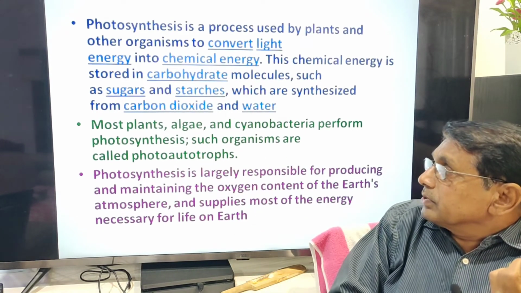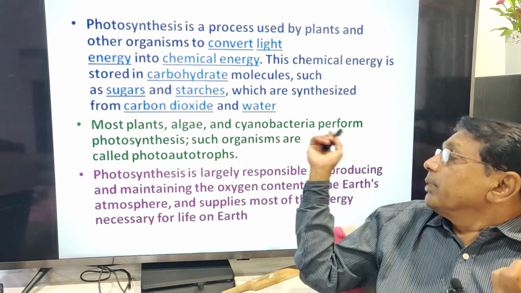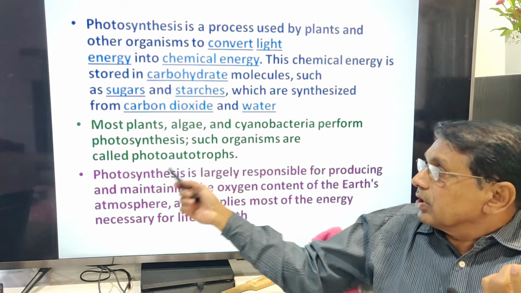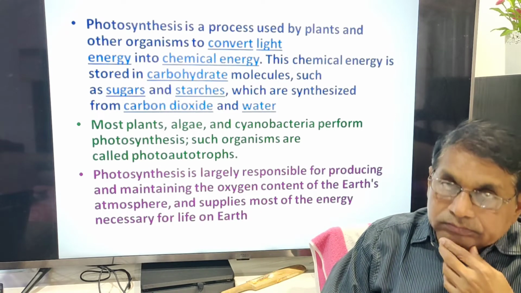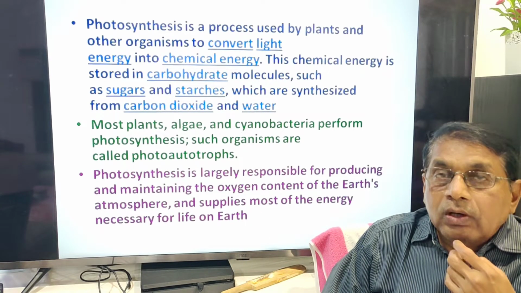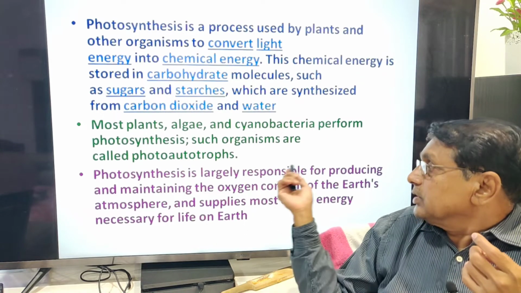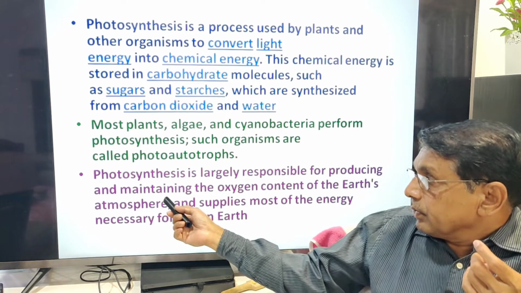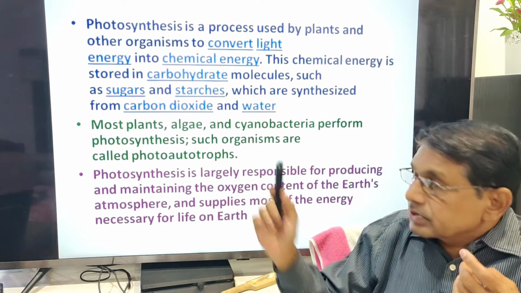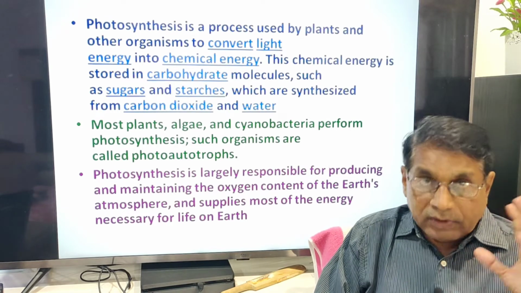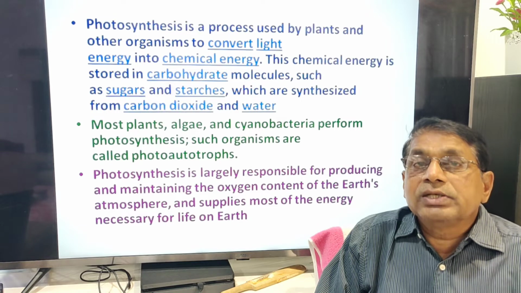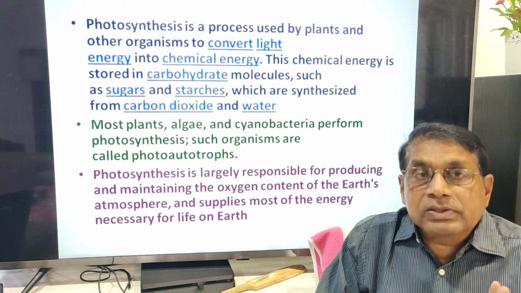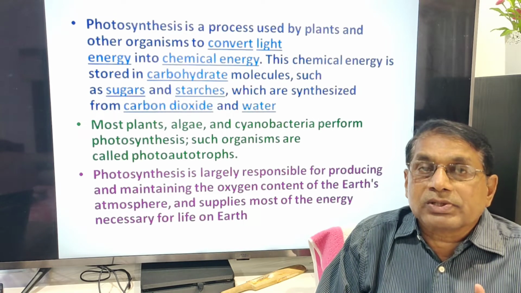Most plants, algae, cyanobacteria perform photosynthesis. Such organisms are called photoautotrophs. Photosynthesis is largely responsible for producing and maintaining the oxygen. Whatever oxygen we get in the atmosphere is largely released from the plants during the photosynthesis process.